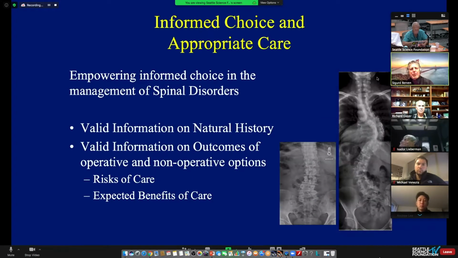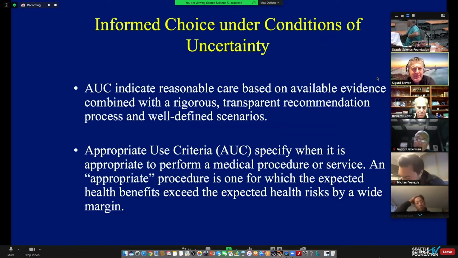And I think that appropriate choice and defining an informed choice needs to be based on valid information regarding natural history. So, for example, somebody with severe cervical stenosis and early symptoms of myelopathy, or somebody with a progressive deformity. Also, valid information on the expected outcomes of care, expected outcomes in terms of change in health quality of life, and the expected risks of different care options.